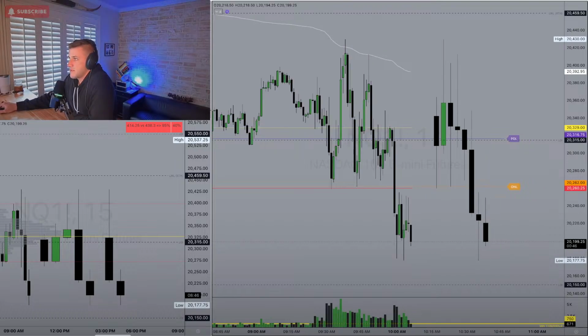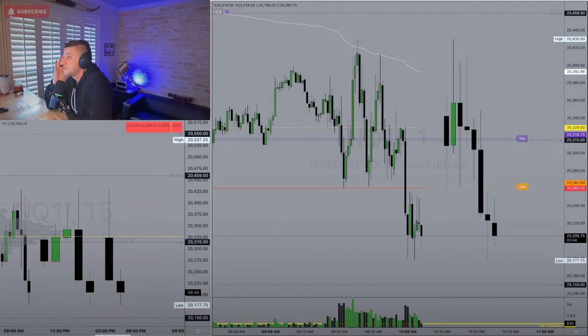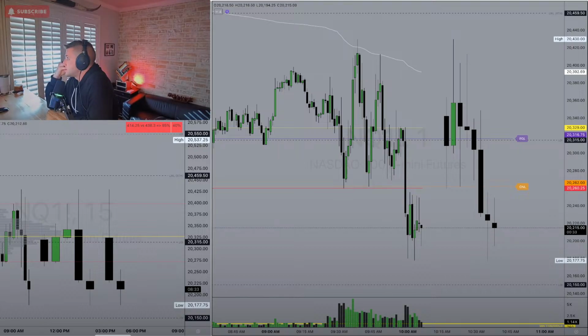Reclaim of 2250 would align with an overshoot of the 200 moving average on QQQ. All right, let's keep an eye on that overnight low area. NQ overnight low about 260.